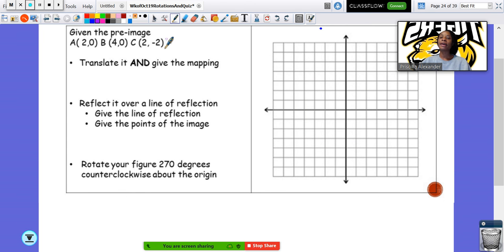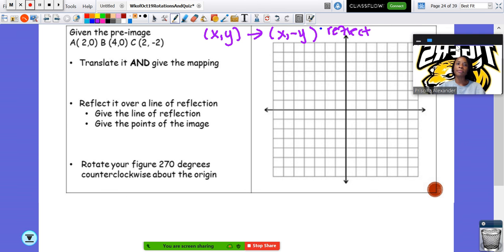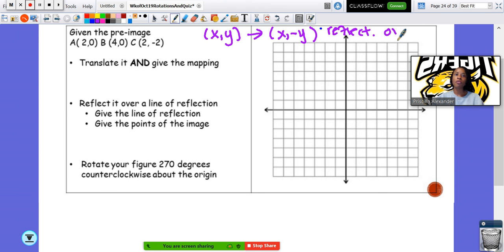Alrighty, so now I have this pre-image and it says reflected over a line of reflection. Now there are some rules for lines of reflection, and I'm going to go ahead and write them out for you, and you should memorize these rules. If I have this to happen, this is a reflection, and I'm going to write shorthand, babies. Reflection over the x-axis.